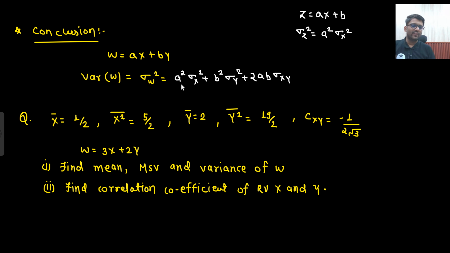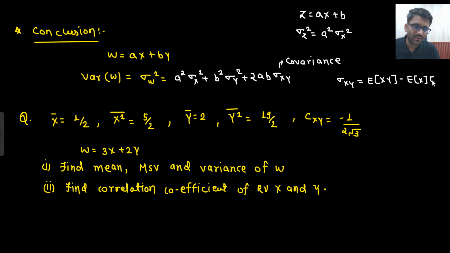So it's like the formula of A square plus B square plus 2AB. So A square sigma X square plus B square sigma Y square, and 2AB is having both X and Y, that means I will use covariance here. Always remember, this is the covariance. And don't forget what sigma XY equals to. Sigma XY is equal to EXY minus EX into EY. Very simple thing. Well and good.